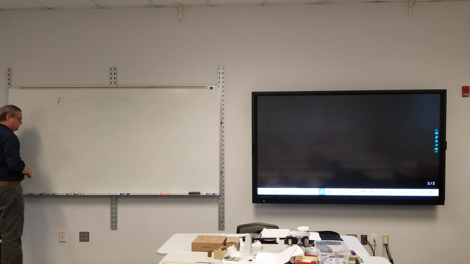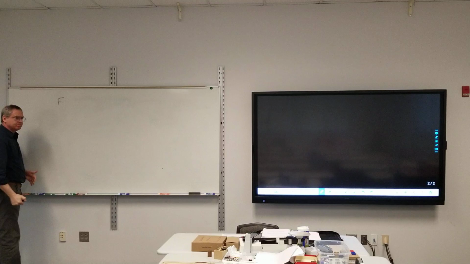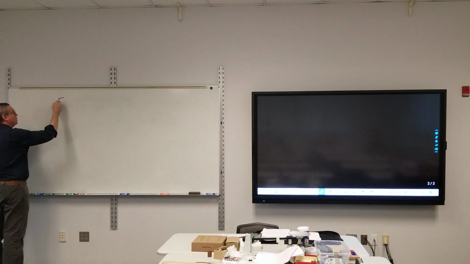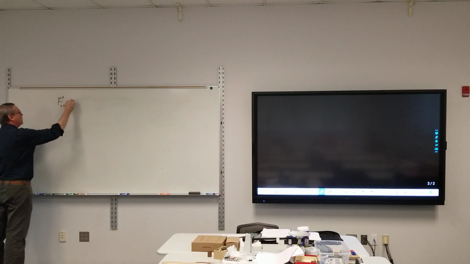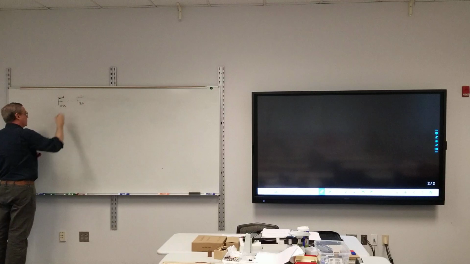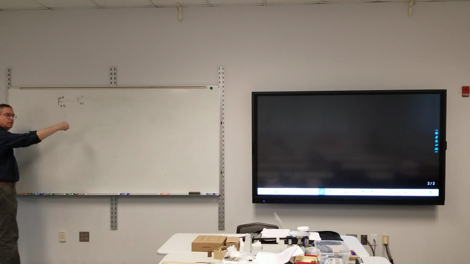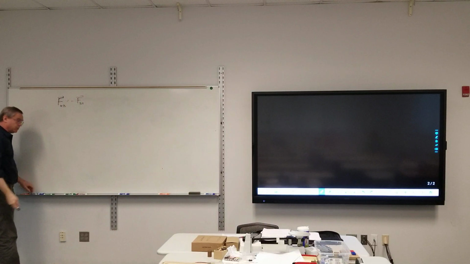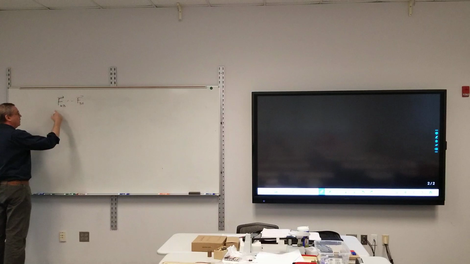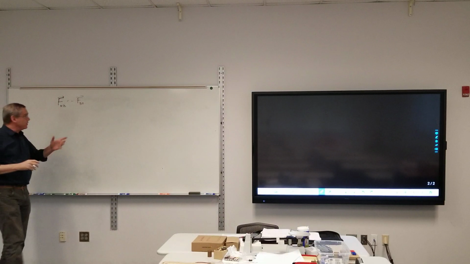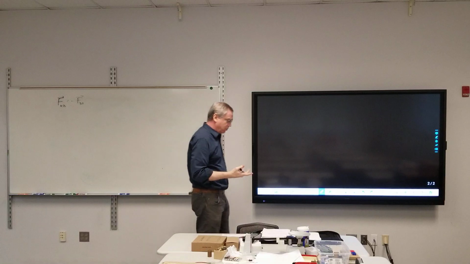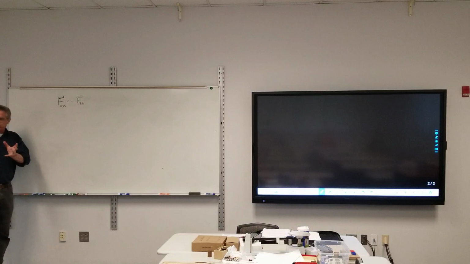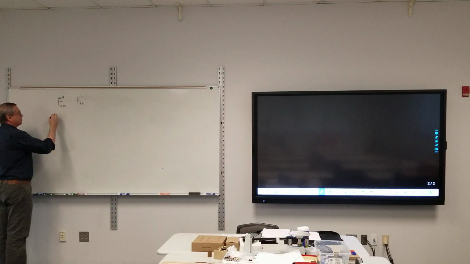Newton's third law. I have two objects interacting with each other. They exert an equal magnitude of force in opposite directions. That's the minus sign. And they touch each other or interact with each other for the same amount of time. So what I'm going to do is multiply this by the amount of time.